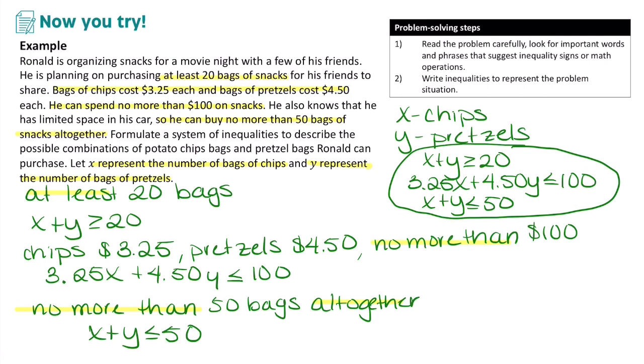Then we have our third inequality. It says that he cannot put a lot of stuff in his car, so he can buy no more than 50 bags altogether. Altogether is an important word. It means plus. So if we put x plus y together, that's no more than, which is less than or equal to 50. That's how we get our three inequalities for our system of inequalities.